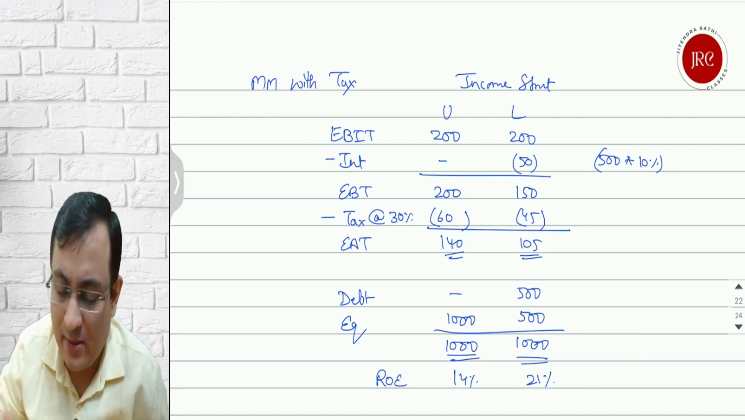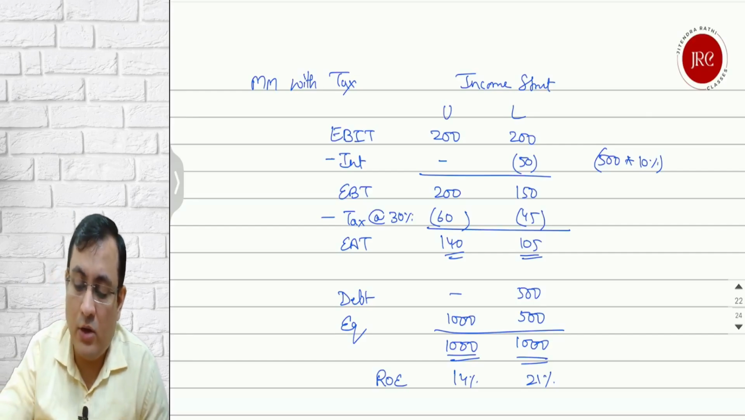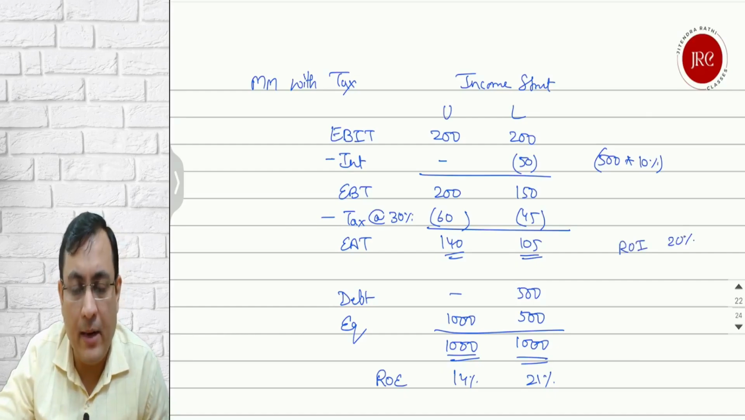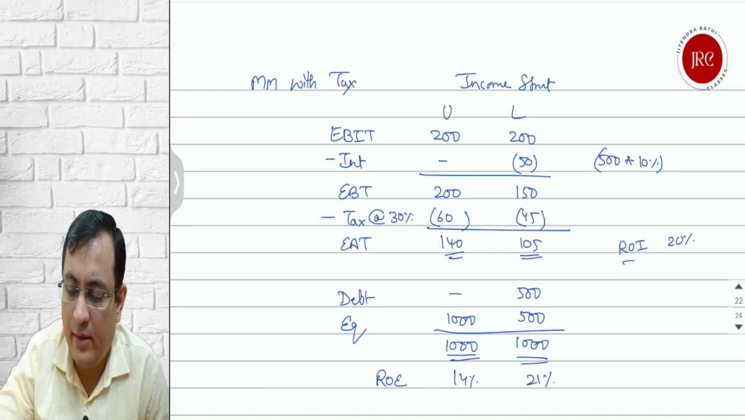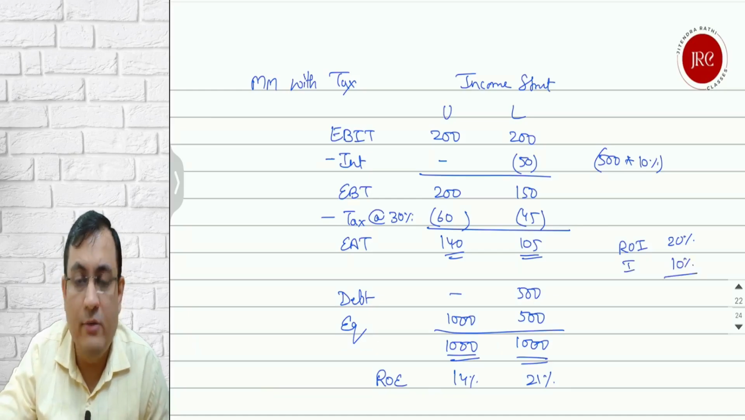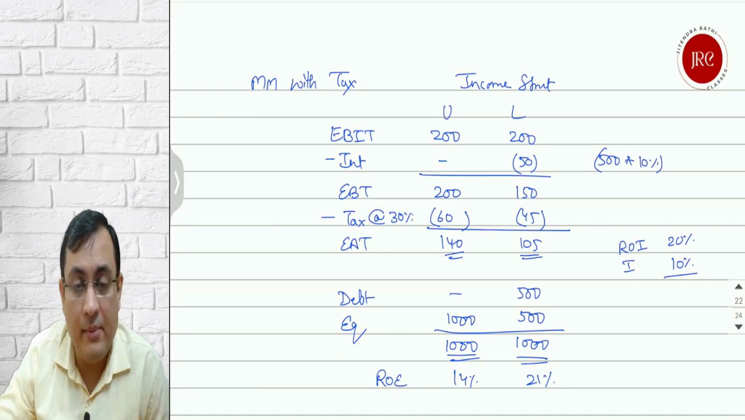So in percentage terms, of course, L company's equity shareholders are better off. They should be, because your ROI, your EBIT over capital employed, is 20%: 200 on the investment of 1000 is 20%, and your interest rate is only 10%. So your leverage is beneficial, favorable.